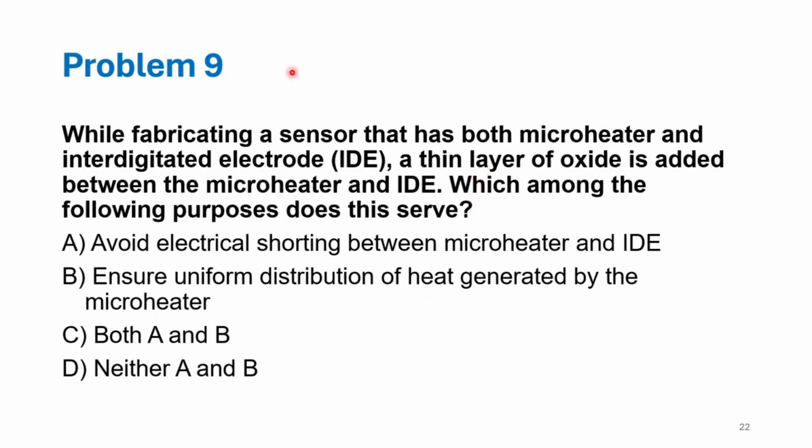While fabricating a sensor that has both microheater and interdigitated electrode IDE, a thin layer of oxide is added between the microheater and IDE. Which among the following purposes does this serve? Option A is avoid electrical shorting between microheater and IDE. B. Ensure uniform distribution of heat generated by the microheater. C. Both A and B. D. Neither A nor B. So what is the correct answer?